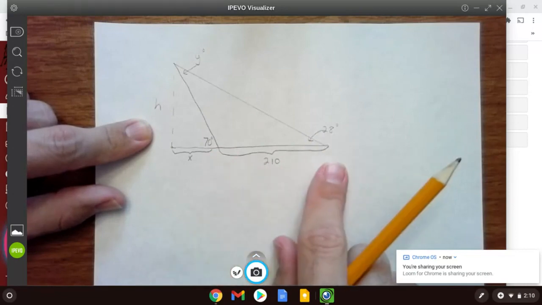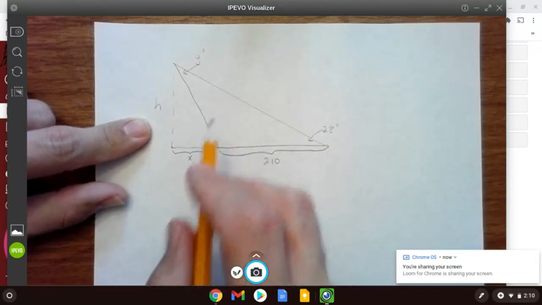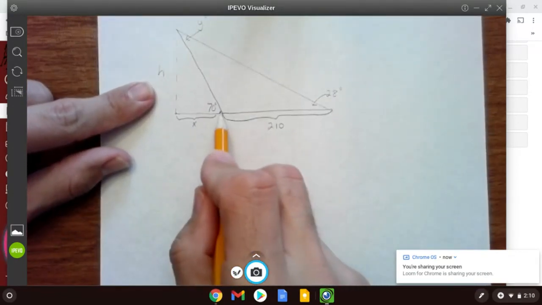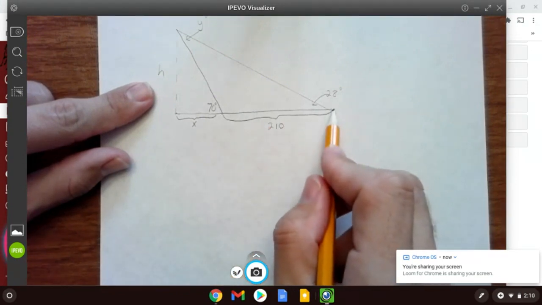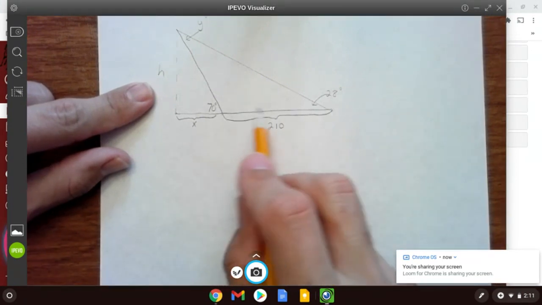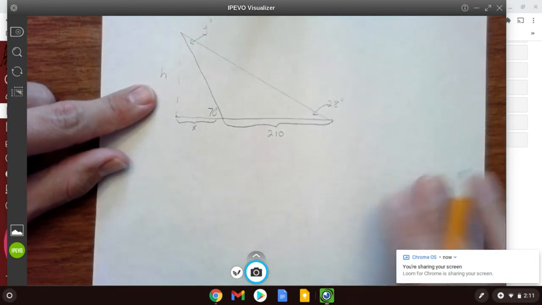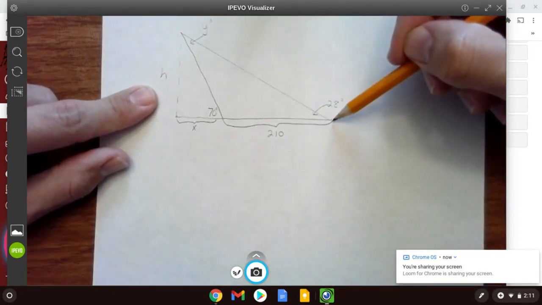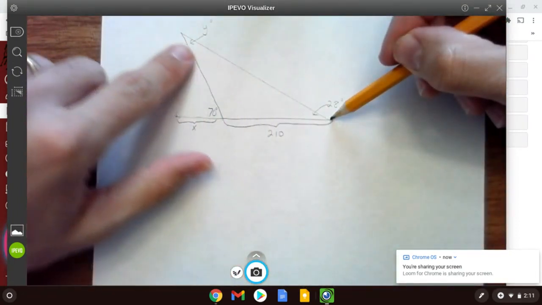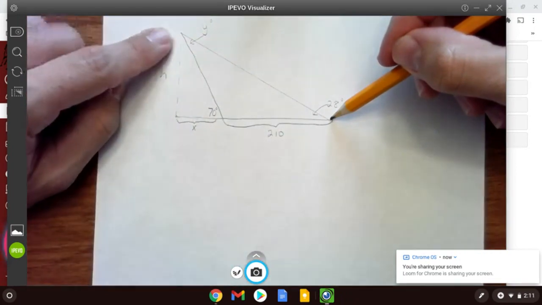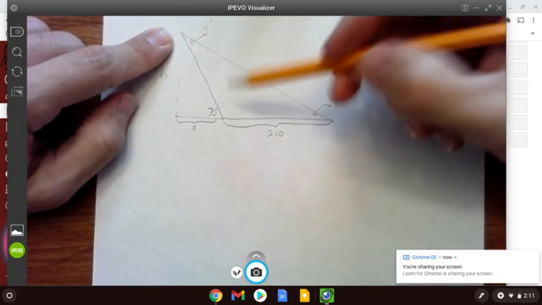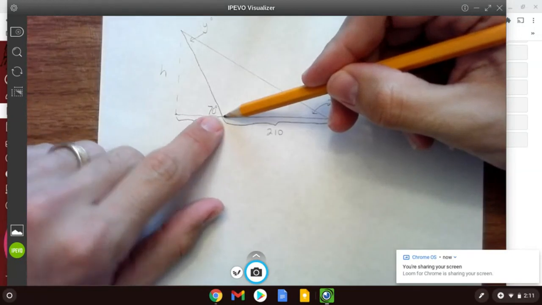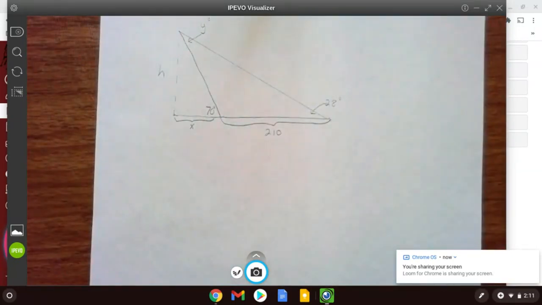And so here you are on the other side of the river, and so you measure this distance to be 210 feet from that to the back side of the river. And then you measure from that spot the angle from there up to the top of the tree. And you also do the same thing from the edge of the river. All right, so you got all this information.